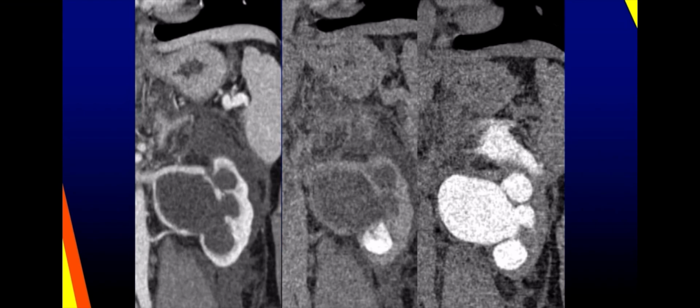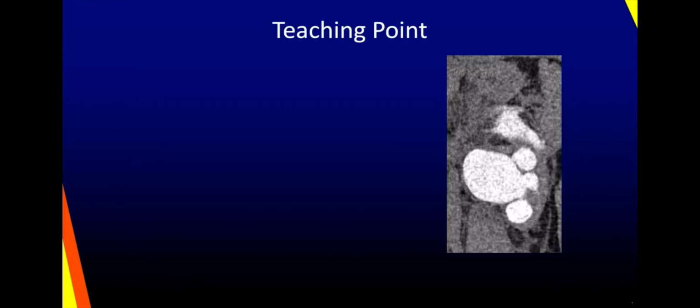This is nicely demonstrated in these coronal images on the left in the parenchymal phase, in the middle with 10-minute delayed images, and some contrast in the collecting system, and finally at 3 hours with contrast nicely filling the entire collecting system, we're able to see the urinary extravasation.